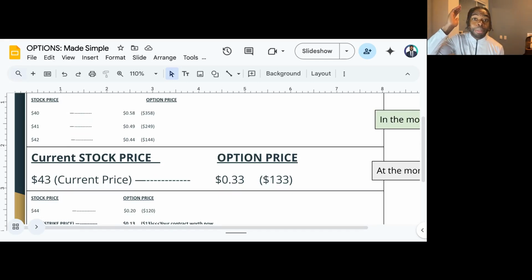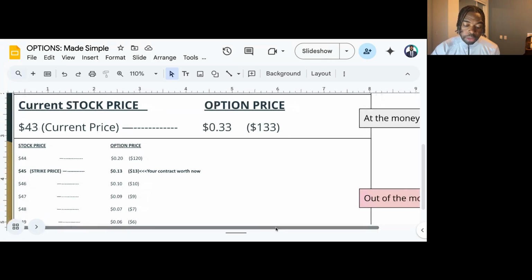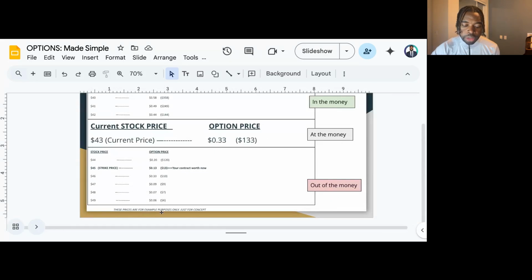Okay, we haven't gone past that because we're thinking the price is going to go up. Have we gone past those prices yet? No, we have not. So therefore, we have not gone in the money. These are out of the money. Okay, so I'm just going to back out so you can see this again. And these prices are just for example purposes only, for the concept.